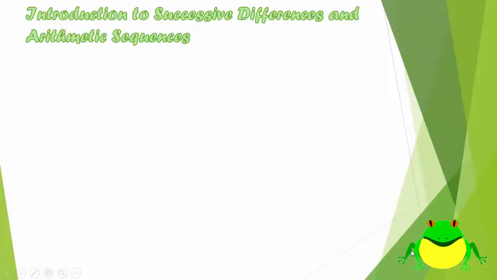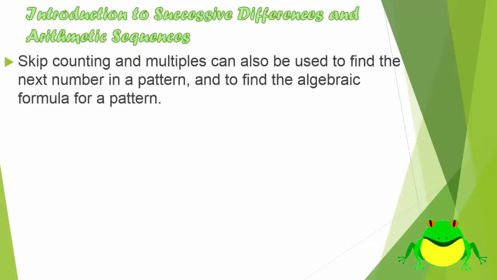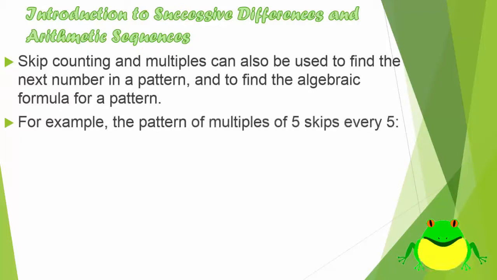Introduction to Successive Differences and Arithmetic Sequences. Skip counting and multiples can also be used to find the next number in a pattern, and to find the algebraic formula in a pattern. For example, the pattern of multiples of 5 skip every 5. And here we go.